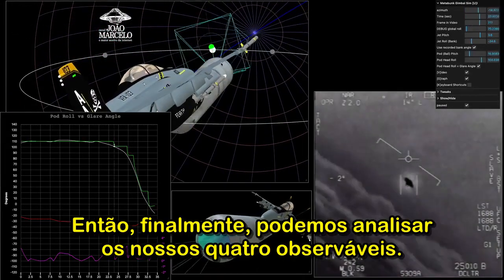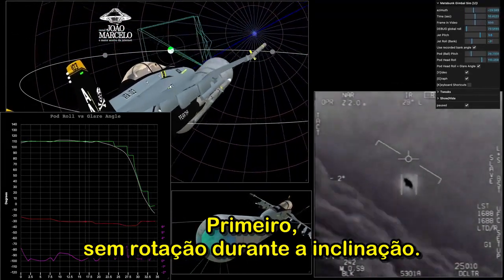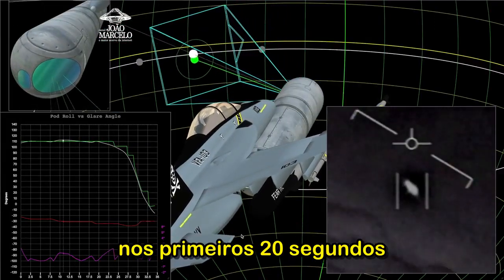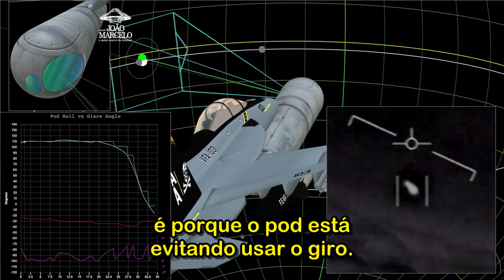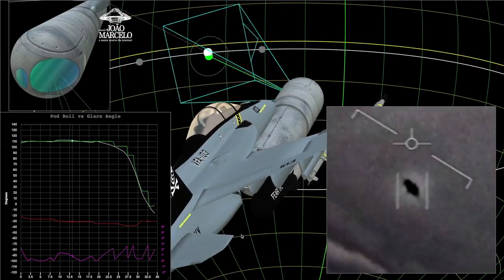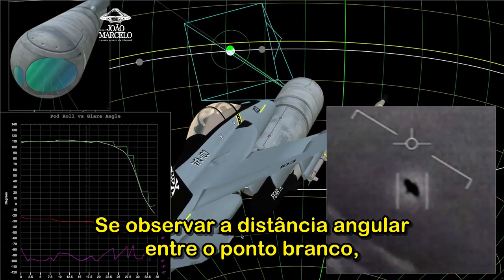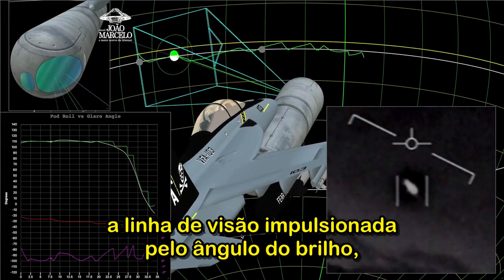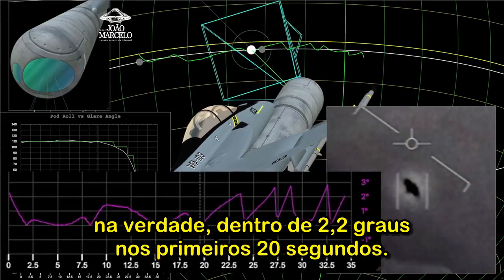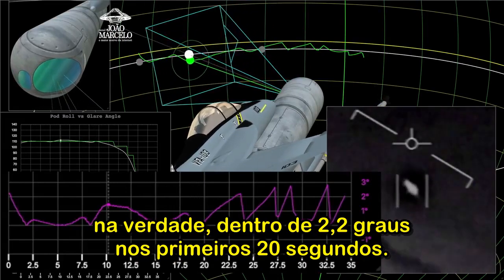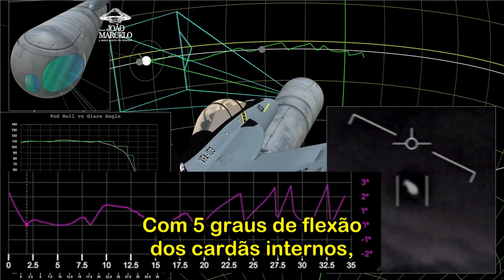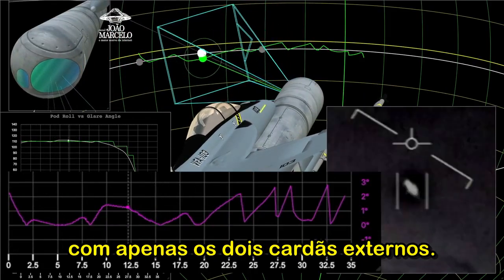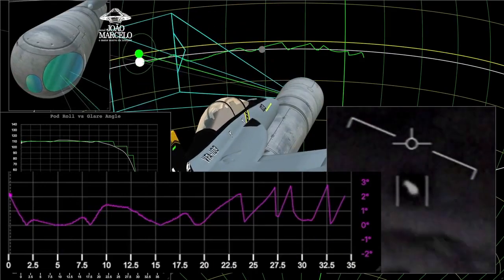So now at last we can get to our 4 observables. First, no rotation while banking. The simplest explanation for why there is no rotation in the first 20 seconds is because the pod is avoiding using roll. If we look at the angular distance between the white dot, the target, and the green dot, the line of sight driven by the glare angle, then they stay very close, actually within 2.2 degrees over the first 20 seconds. With 5 degrees of flex from the internal gimbals, there's no need for the slight corrections we'd need with just the 2 external gimbals.